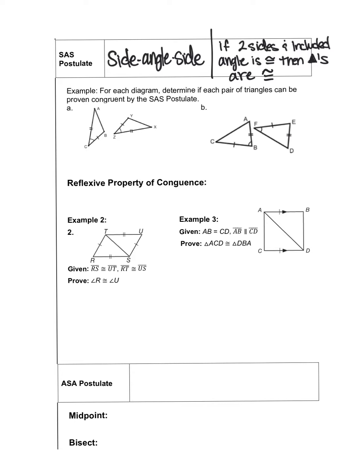Okay, here is side angle side. It's our next postulate. All it tells us is if two sides and the included angle are congruent, then the triangles are congruent, sorry.